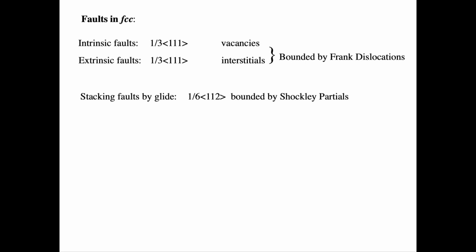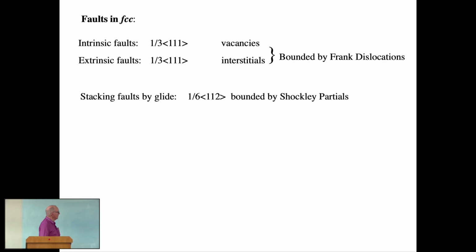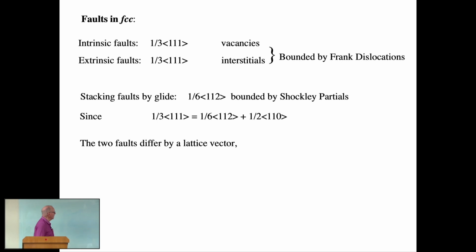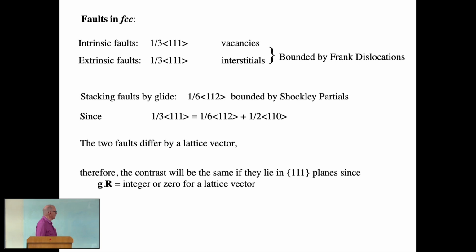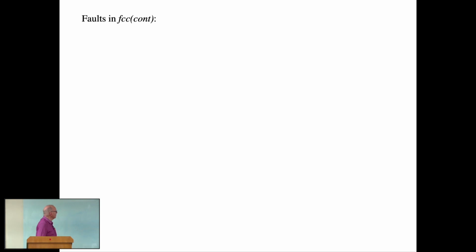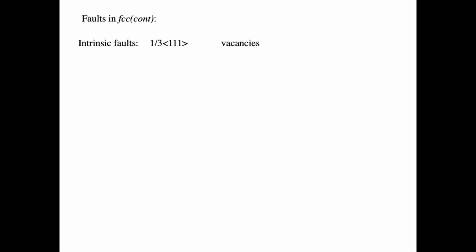If you form a fault by glide, and it's 1/6 <112>, we know there are Shockley partials that bound that fault. And since 1/3 <111> will equal 1/6 <112> plus 1/2 <110>, then we can unfault our intrinsics. They only differ by a lattice vector, so the contrast will be the same if they lie in 111 planes, since g dot R is an integer or 0 for a lattice vector. So intrinsic faults.